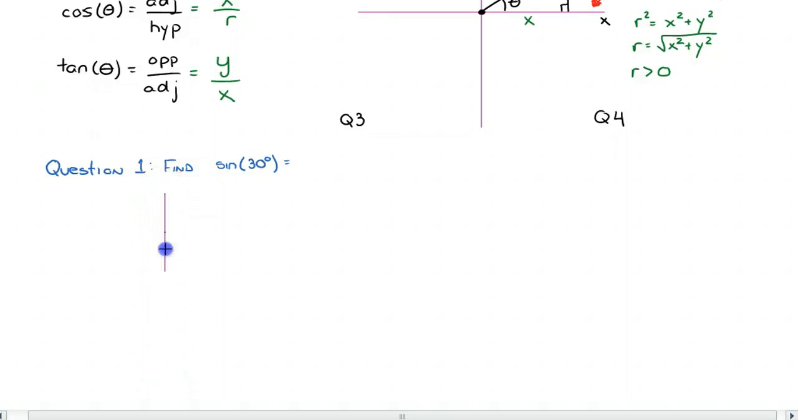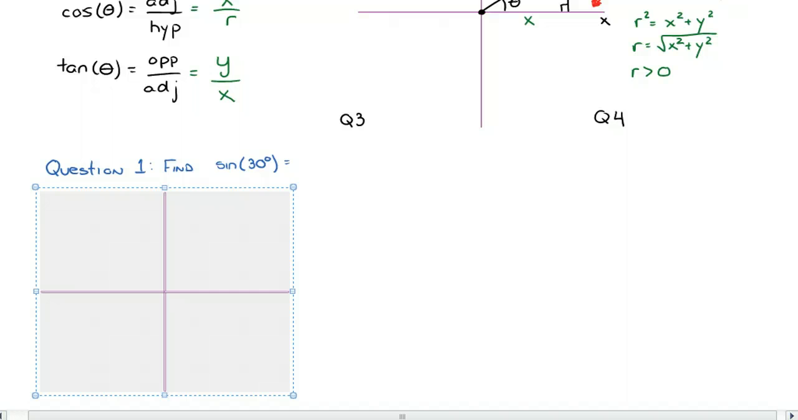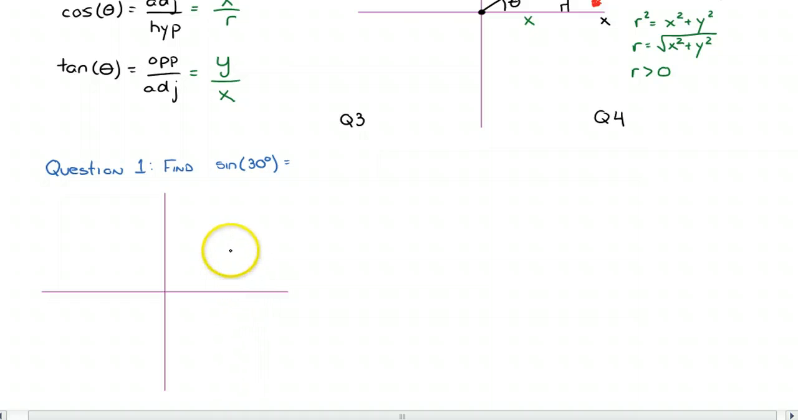So if I go and trace this out, and I imagine making an angle of 30 degrees starting at my initial arm and rotating up, I know 30 degrees arm is going to be somewhere around here. And then I make my right triangle by drawing a perpendicular line to the x-axis. So there's my nice right triangle. And 30 degrees right there.